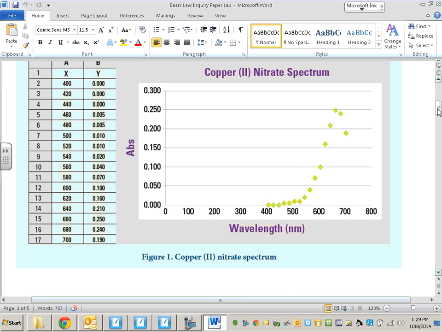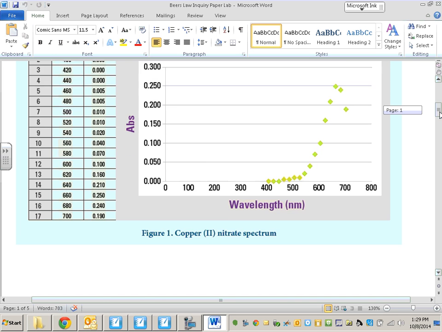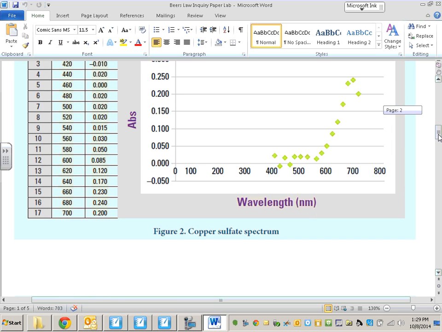Okay, so the peak here is 670. So we would set our Spec 20 at 670 to gather all of our information on copper II nitrate. Same thing here, copper II sulfate. What's common here? What's our peak absorbance wavelength? So a little on that side, and it's about the same, 670, 680.